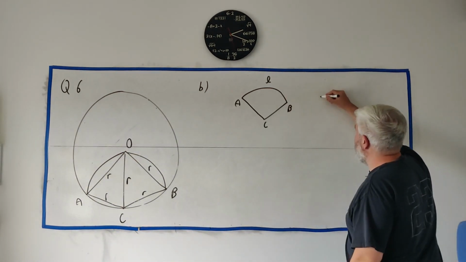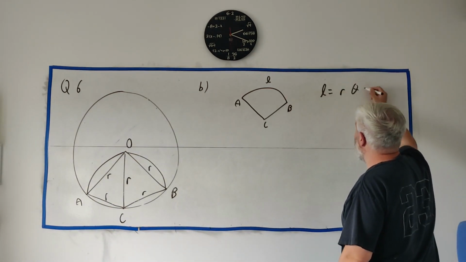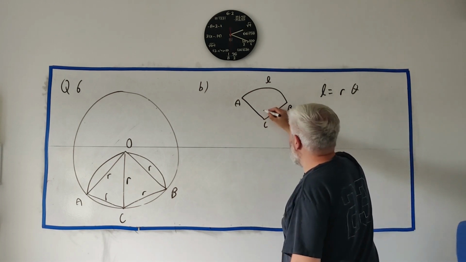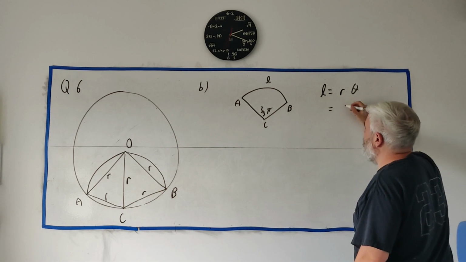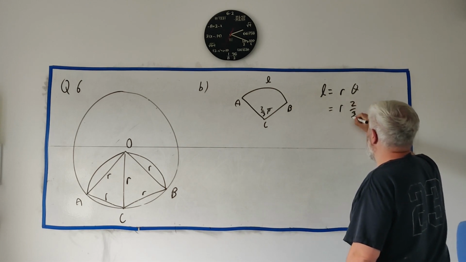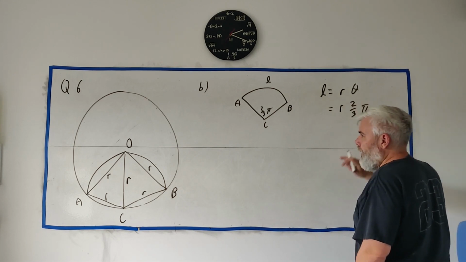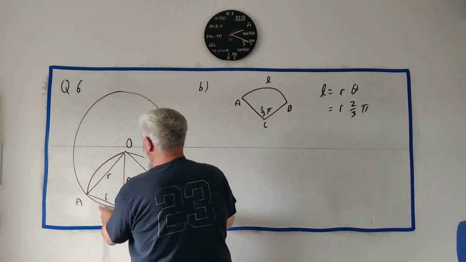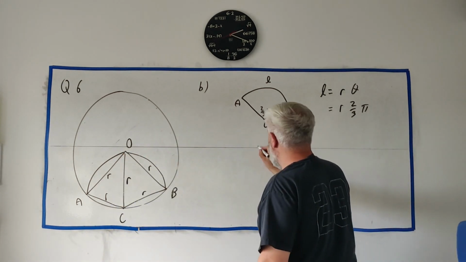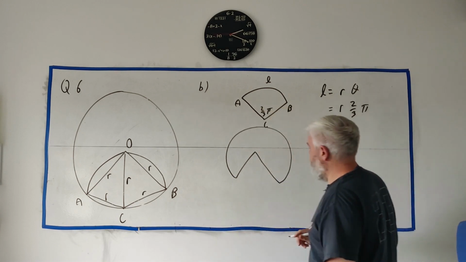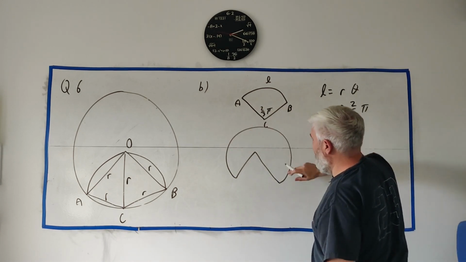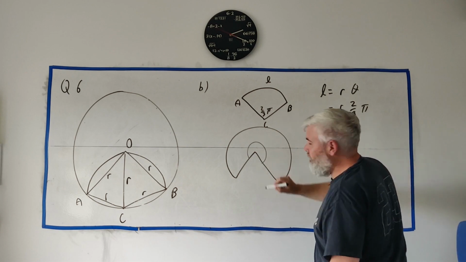The formula for this is L equals r theta. And we know theta, we just found out theta is 2 over 3 pi. L equals r times 2 over 3 pi. And another segment, this bigger one, is this segment. I still want to find L. Now I need this angle.